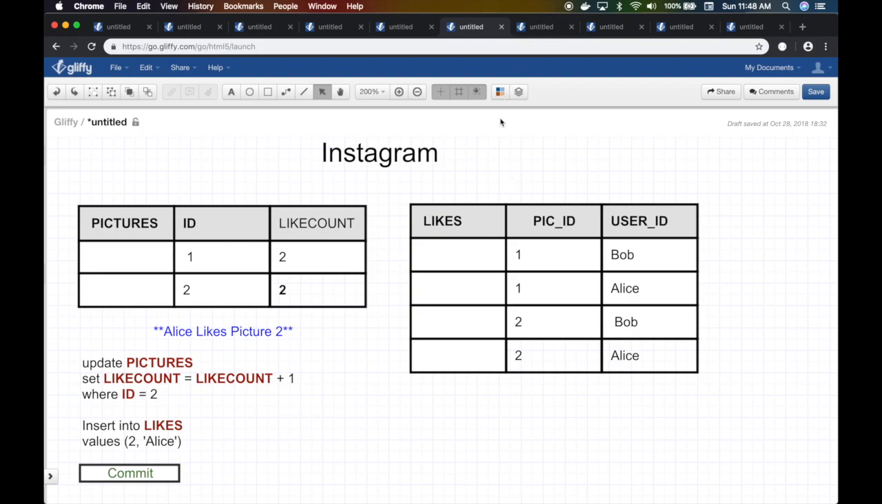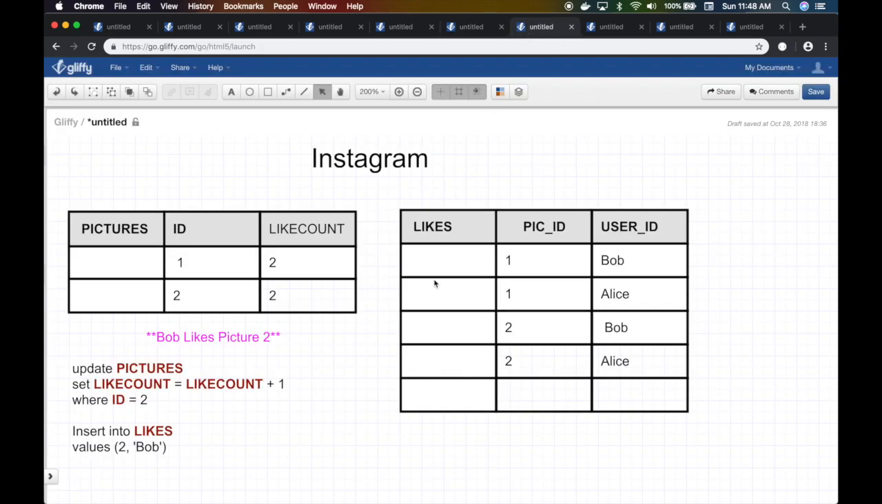And let's go through an example where things can go wrong, okay? And that's where an atomic transaction really is so beneficial. Okay, atomic transaction. Bob likes picture 2. So if you notice, Bob has already liked picture 2. So things can go wrong because you cannot insert this row again, right? You're gonna fail. Okay, but let's see what happens.